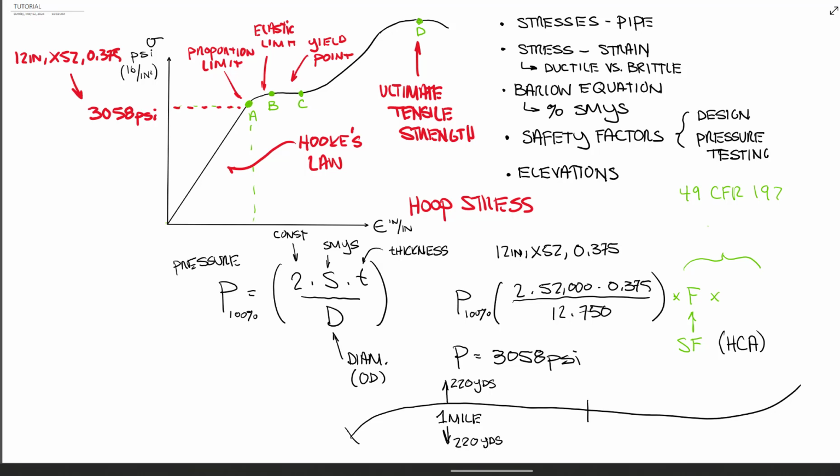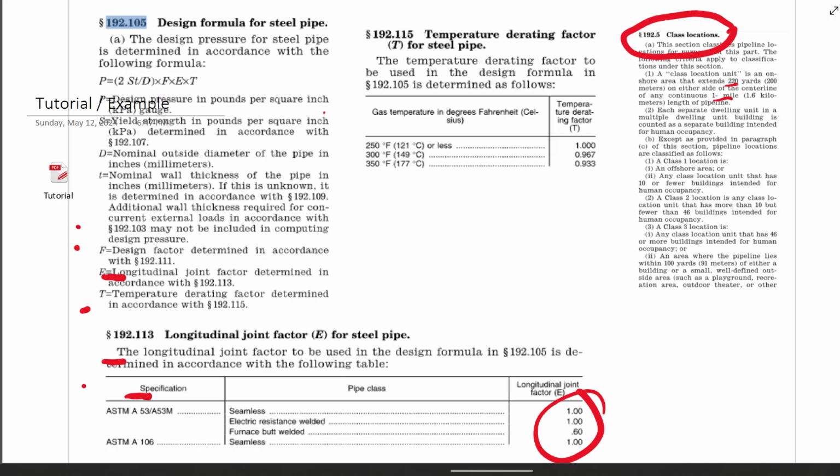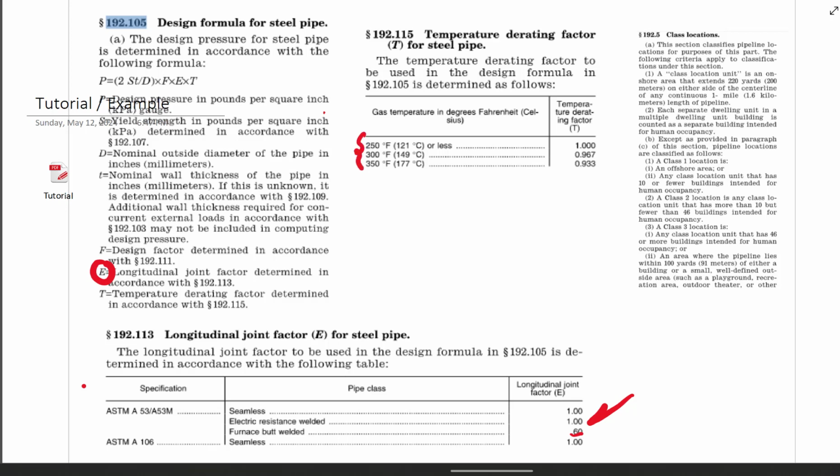So generally speaking, you can actually go to the Code of Federal Regulations here, and it actually goes through these definitions, like I was just talking about. Here's your longitudinal joint factor. Here's your seam value. If you have furnace butt welded, you have to put 0.60 in there. Here's our temperature values. So 250 degrees or less, we're good. It's a 1. If we're over that, then the material properties of steel start to degrade, and then you have to put in 0.96, so on and so forth, and then class locations.